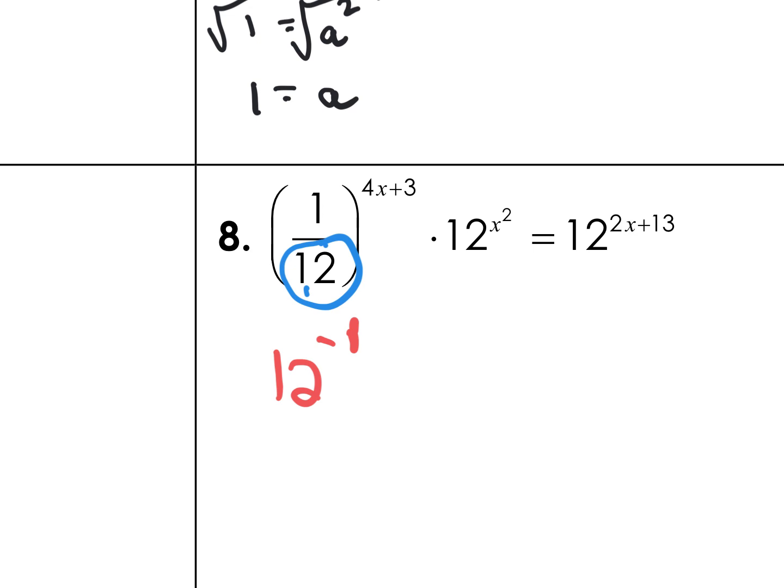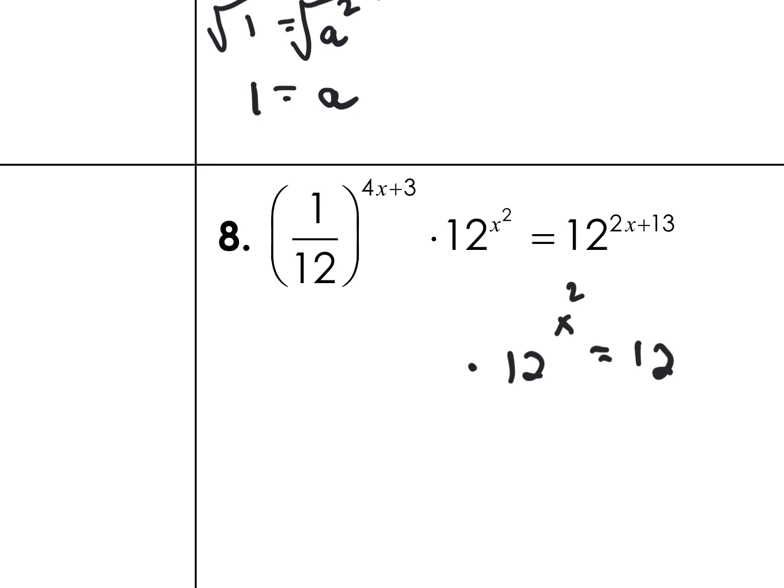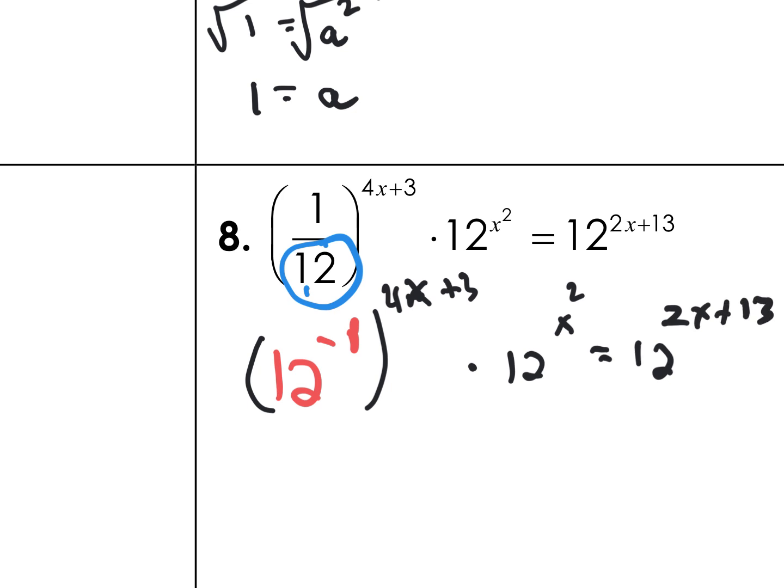But don't forget, it still is raised to the 4x plus 3, right? Times the 12 to the x. I'm sorry. 12 to the x squared equals 12 to the 2x plus 13. So what do I do with this madness here? We just did it. Do it again. Power to a power means we multiply.